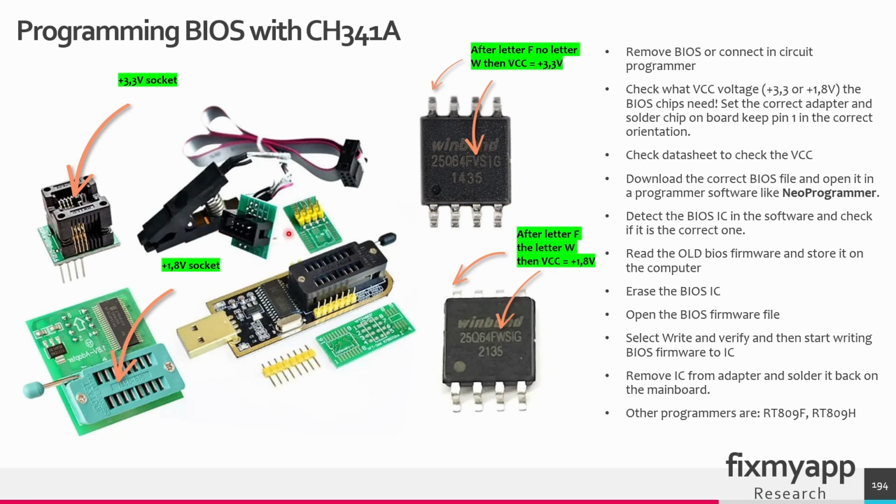The most important thing to know is what kind of voltage the BIOS IC uses. Here are 2 BIOS ICs from Winbond. The one uses 3.3 volts and the other one uses 1.8 volts. There's a little trick. If after the F there is a W, then this is a 1.8 version, so the power supply to this chip is 1.8 volt. If the W isn't after the F, then this BIOS chip uses 3.3 volt.